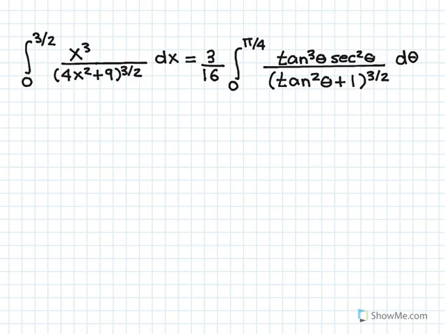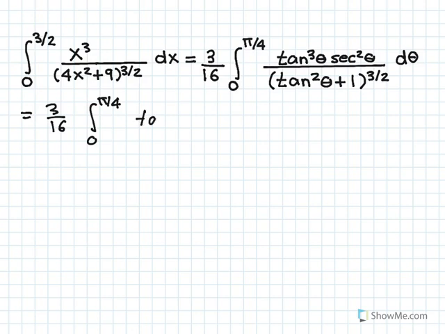Alright, so what we have is the integral from 0 to 3/2 of x cubed divided by 4x squared plus 9 to the power of 3/2 dx, and by using a trig substitution we turn it into a trig integral that hopefully will be much easier to solve. So we have 3 over 16 times the integral from 0 to pi over 4 of tan cubed theta times secant squared theta divided by (tan squared theta plus 1) to the power of 3/2. But 1 plus tan squared theta is secant squared theta. We can use this trig identity. So what we get is 3 over 16, integral from 0 to pi over 4.